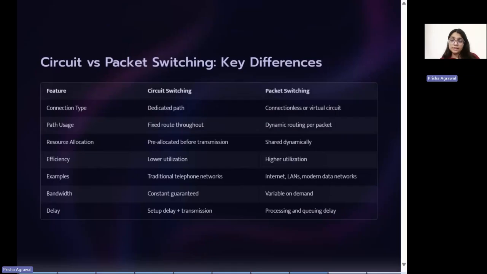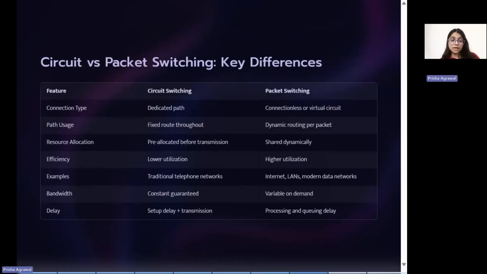Circuit switching generally has lower efficiency because the communication channel remains reserved even when no data is being transmitted, whereas packet switching leads to higher utilization. Circuit switching was primarily used in traditional telephone networks where a stable and continuous connection was required. Packet switching is used in modern networks including the internet, local area networks, and mobile communication systems.